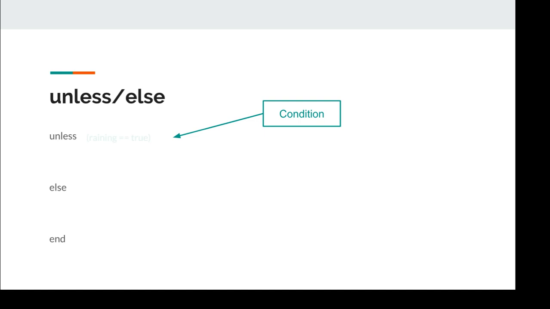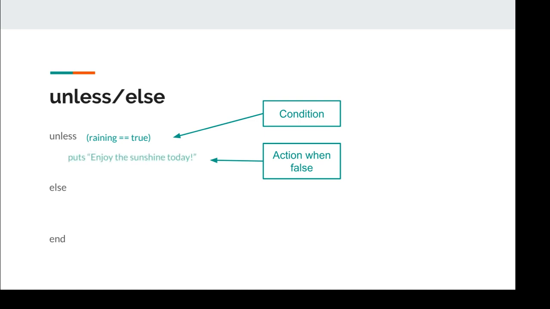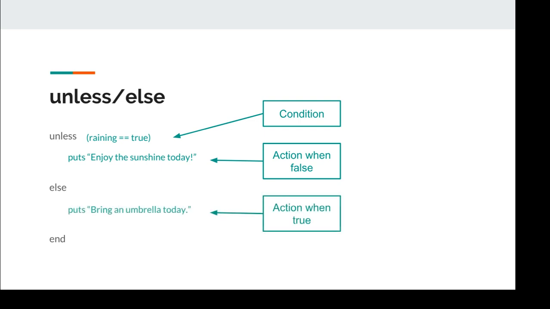So here we're going to have the condition again. Unless raining equals true. Okay? So it's really like saying, unless raining equals true, we're going to print what? Enjoy the sunshine today. Yeah. Enjoy the sunshine today. And else, we're going to print, bring an umbrella today. That's so like not after the sentence. Yeah. So my brain does not like this at all. At all. I will confuse myself every time I look at it.